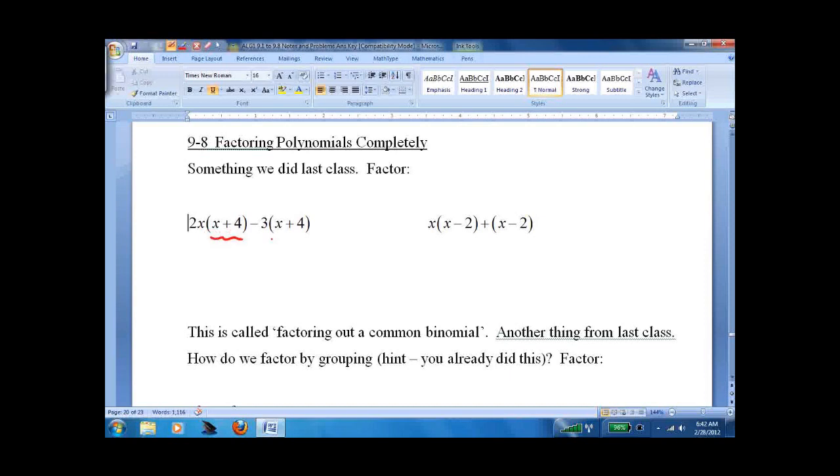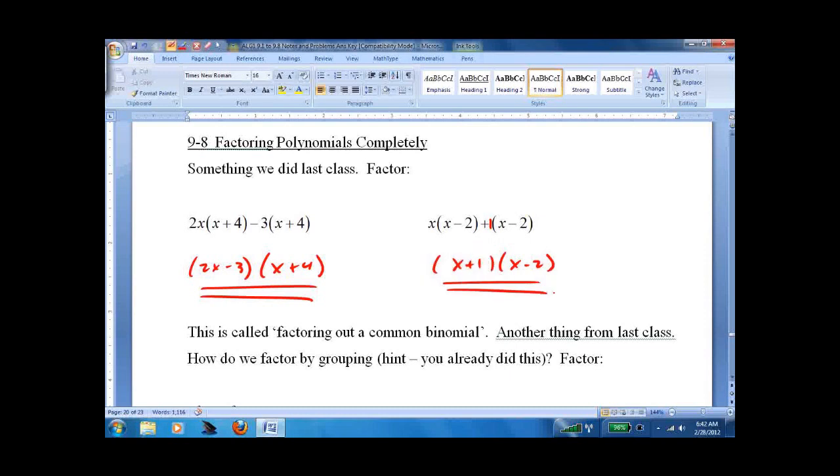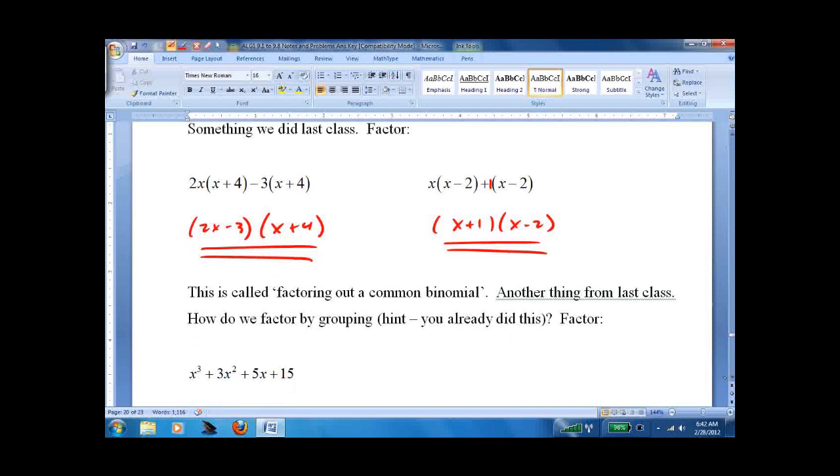Well, we look and we see that there's a common x plus 4. So we pull that out. And if we pull the x plus 4 out, what's left? 2x minus 3. So you're just factoring out something common. We used this when we did complex factoring. So again, here, there's an invisible 1 right there. X minus 2 pops out in the back. X plus 1 pops out in the front. And it's called factoring out a common binomial, something we've done previously.